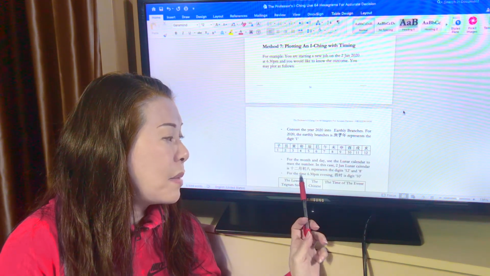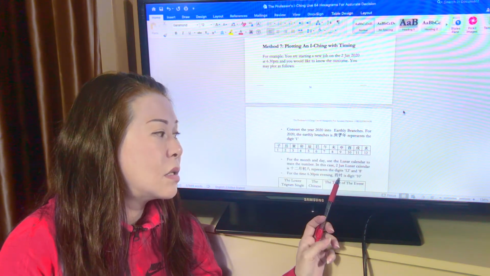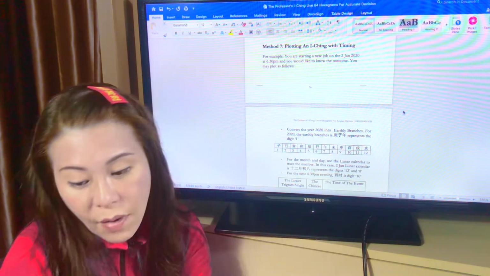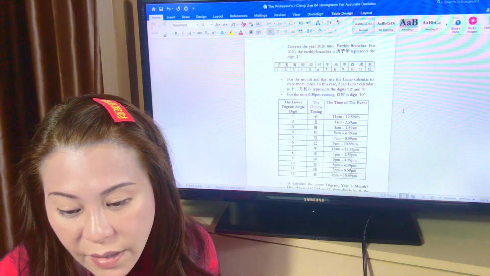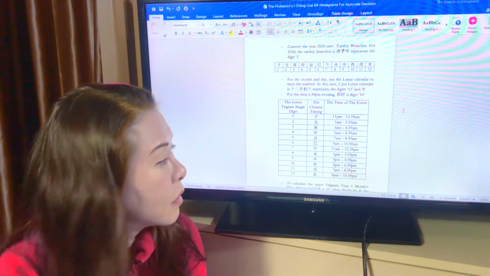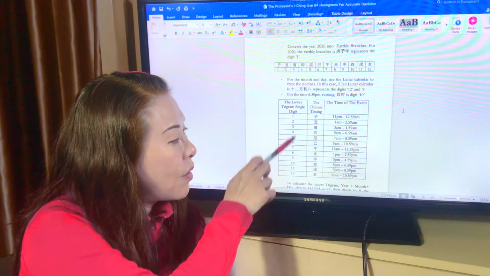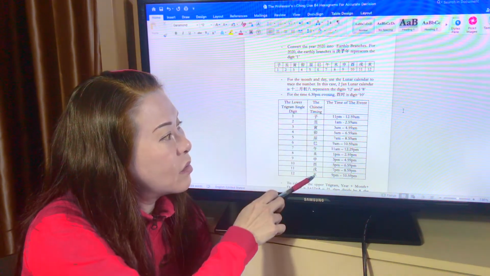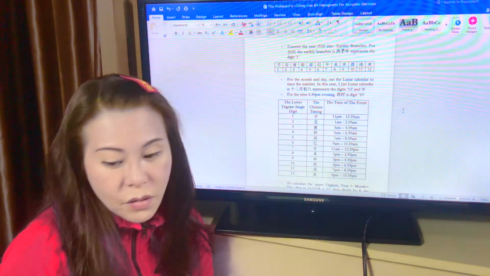For the timing, 6:30 p.m. represents 酉时, so it's digit 10. That's how I get all these digits. These are the Chinese zodiac timings, and these are the lower trigram digits.